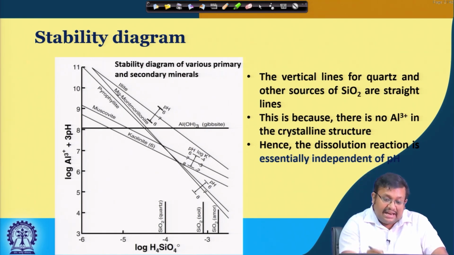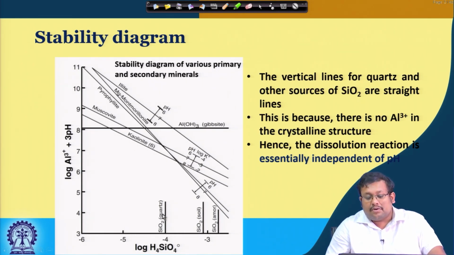So, the vertical lines, as you can see, amorphous silica, quartz. The vertical lines are quartz and other sources of silica, straight lines. This is because there is no aluminum in the crystalline structure, hence the dissolution reaction is essentially independent of the pH, because it is not dependent on aluminum.